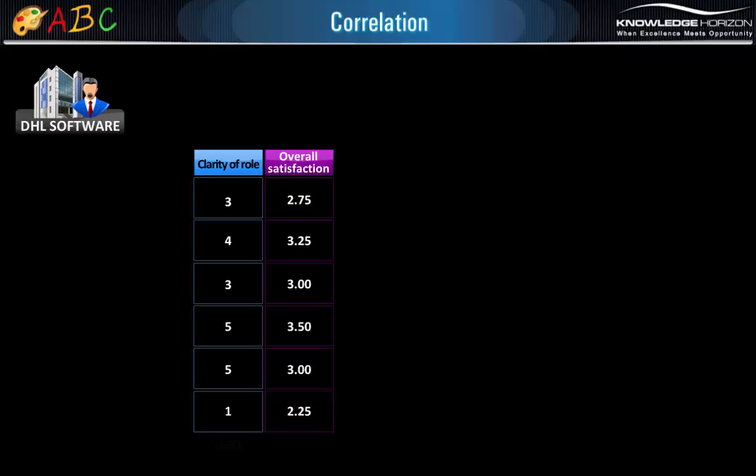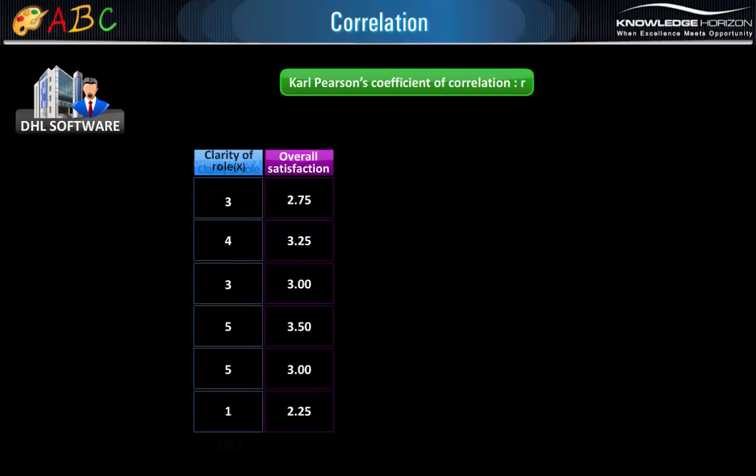Let us see how to calculate Karl Pearson's coefficient of correlation, R. Let us denote clarity of role by X and overall satisfaction by Y. To find the correlation coefficient, R, let us first find the mean of the ratings for clarity of role and the mean of overall satisfaction. The mean rating of clarity of role is obtained as 3.50, which is denoted by X bar. The mean rating for overall satisfaction is obtained as 2.96, which is denoted by Y bar.